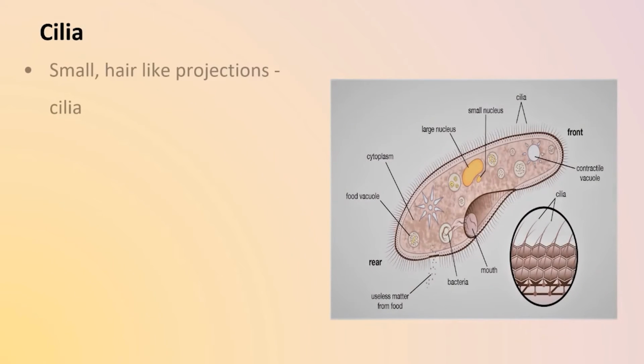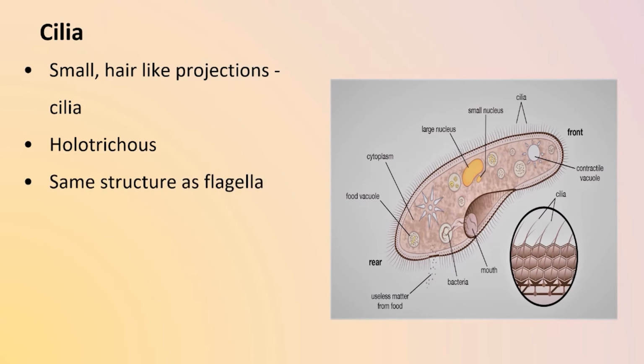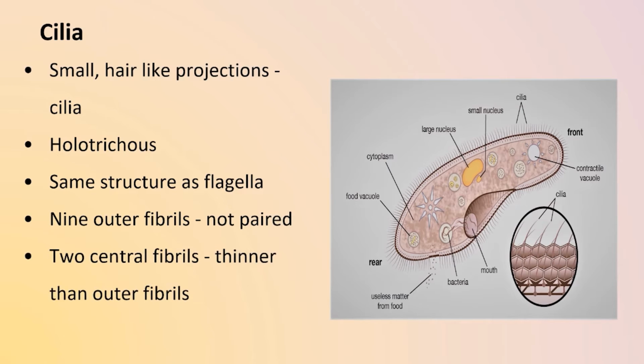Cilia. The entire body is covered with numerous small hair-like projections called cilia. Cilia occur in longitudinal rows all over the body. This condition is known as holotrichous, in which the body cilia are equal. Cilia have the same structure as flagella. They have an outer protoplasmic sheath or plasma membrane with 9 double longitudinal fibrils in a peripheral ring. In some cilia, the 9 outer fibrils are not paired. There are 2 central longitudinal fibrils which are thinner than the outer fibrils.